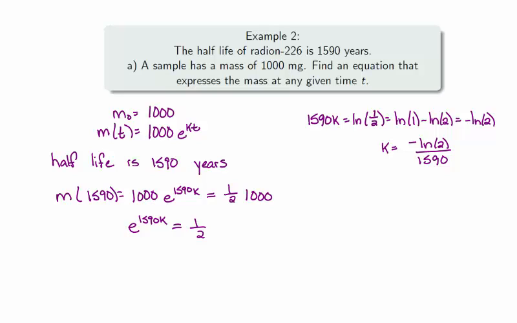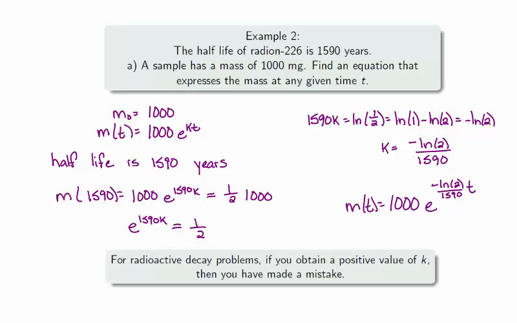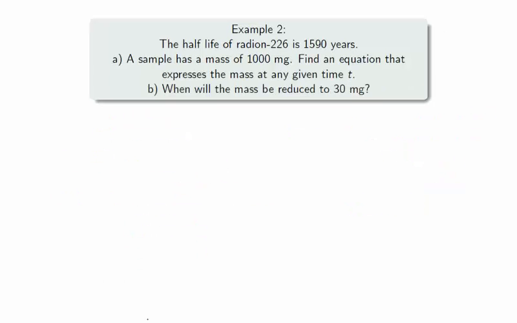And our original equation becomes m(t) = 1,000e^(-ln 2 / 1,590 × t). For radioactive decay problems, if you obtain a positive value of k, then you have made a mistake. Now part B, when will the mass be reduced to 30 milligrams?